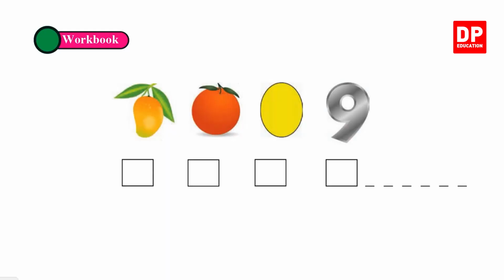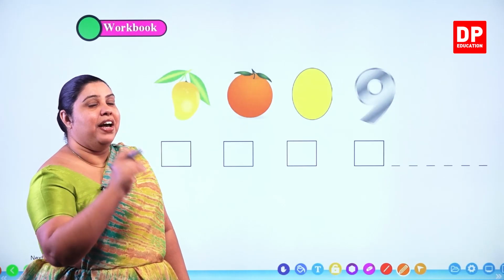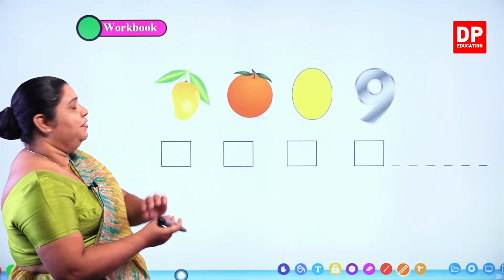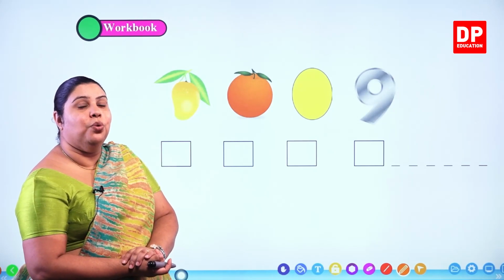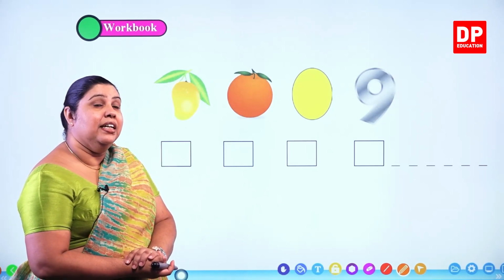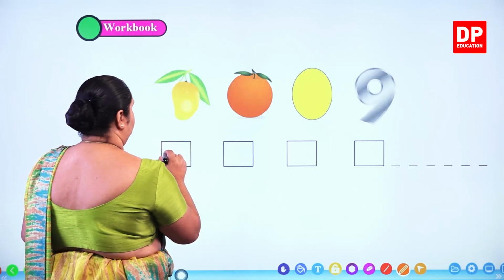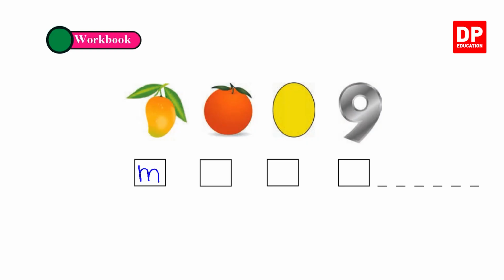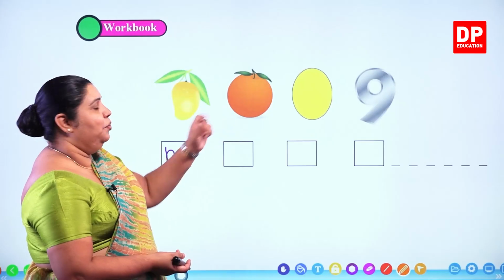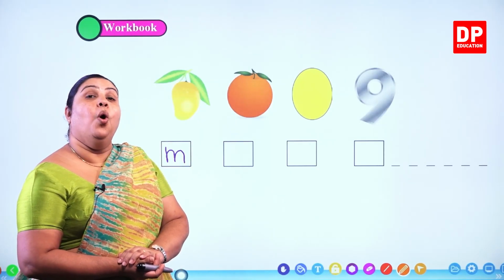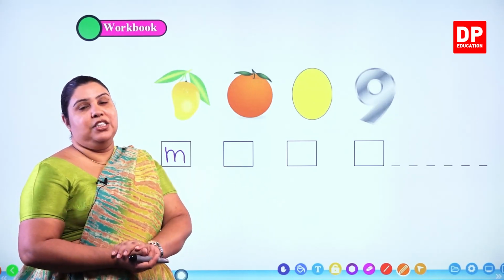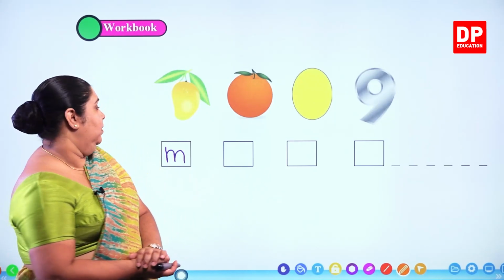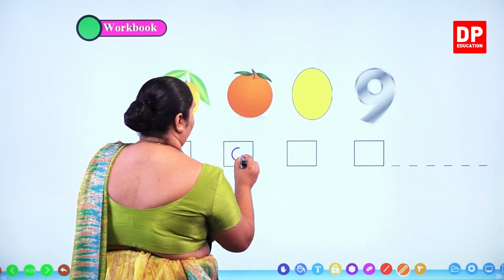Okay? Let's move on to our next one. We have 4 beautiful pictures. Let's find their first letters. What is the first picture? Mango. And what is the first letter? M. Mango starts with letter M. Then what is our next picture? Over here. It's an orange. Orange starts with letter O. Let's write that here. O.